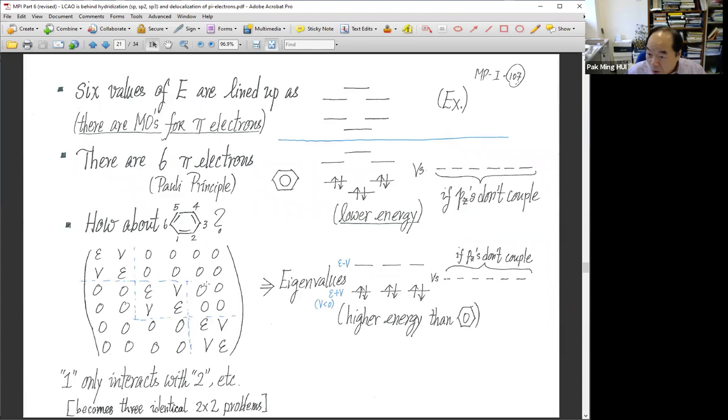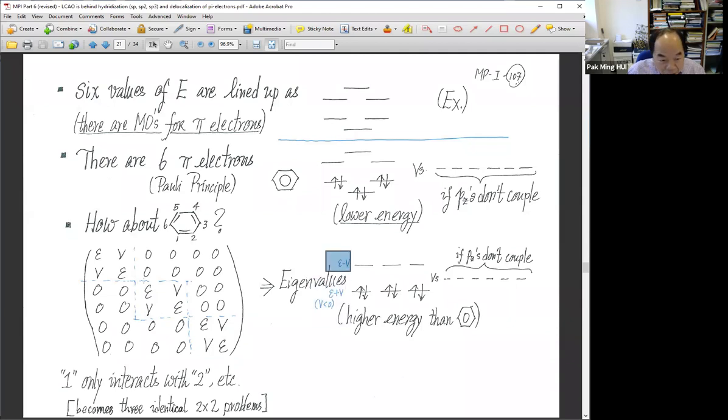Similarly, 3 will do bonding with 4, so I have this famous 2x2 block to describe the pushing up and pushing down of the 2p levels. And 5 and 6 also do this. So suddenly my 6x6 matrix factorizes into 3 identical 2x2 blocks. This is problem 1, question 1, right? So the answer is epsilon plus V, epsilon minus V.